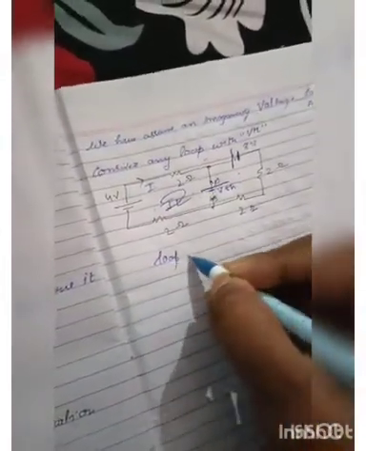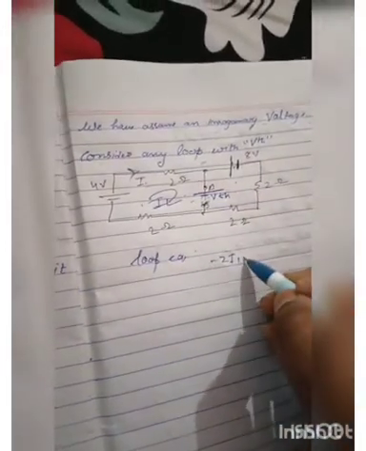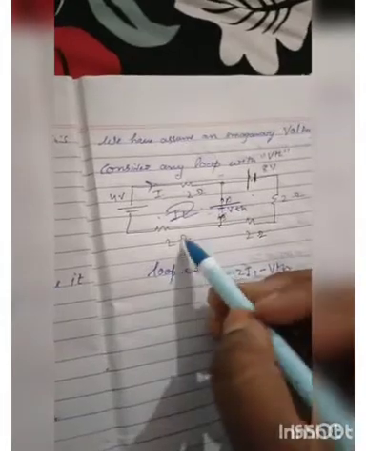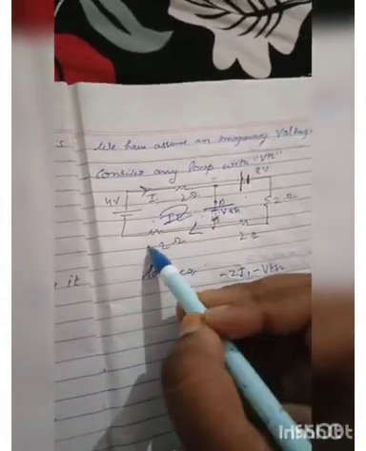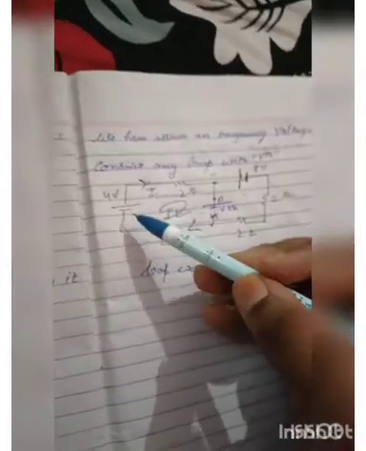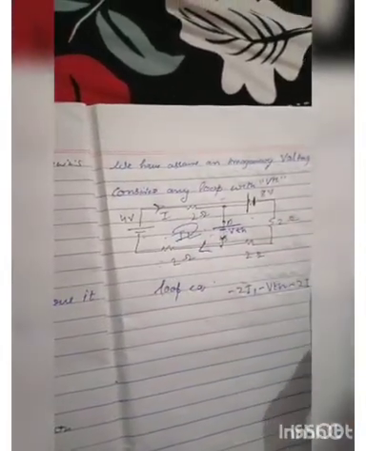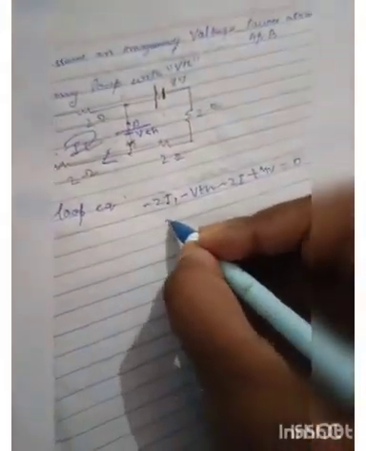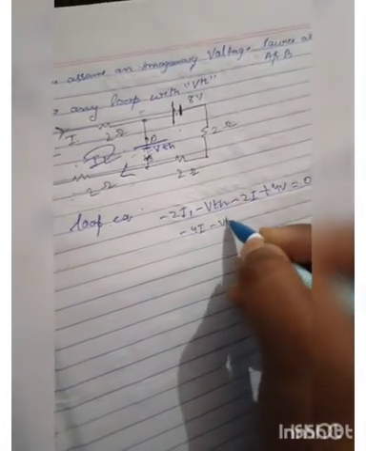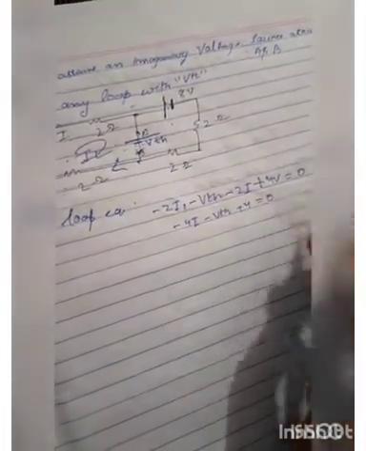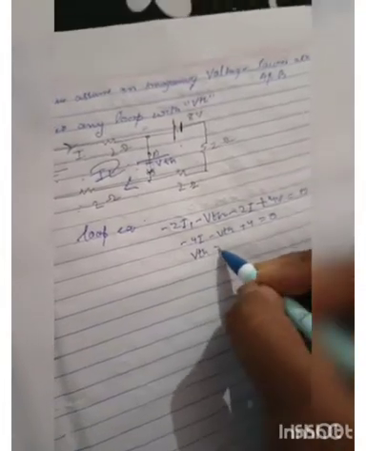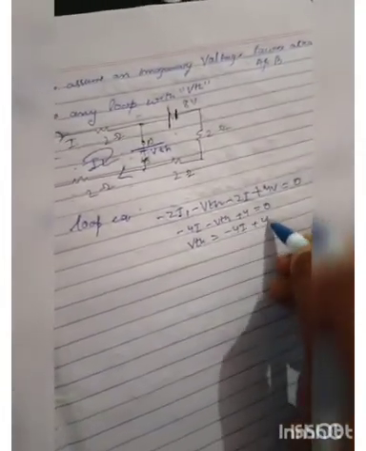Now we write the loop equation. The same I charge, minus 2I, positive to negative, it means minus VTH, same amount of current I, and current and resistor in the same direction, minus 2I, negative to positive, it means plus 4V is equal to 0. Now we will solve it. Minus 4I minus VTH plus 4 is equal to 0. Now VTH is equal to minus 4I plus 4.